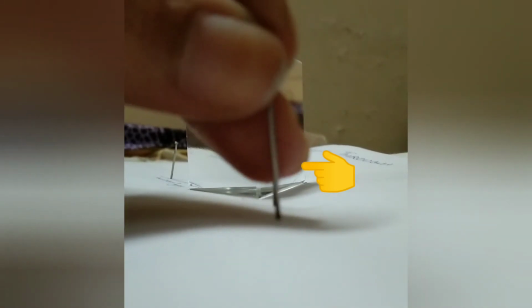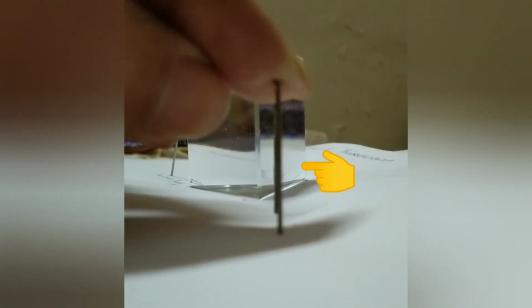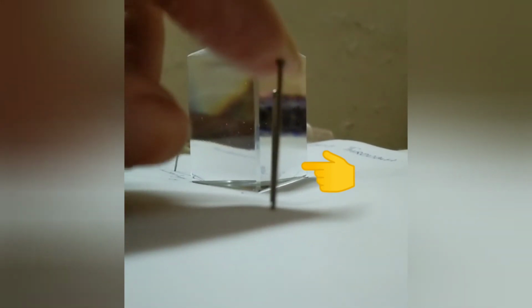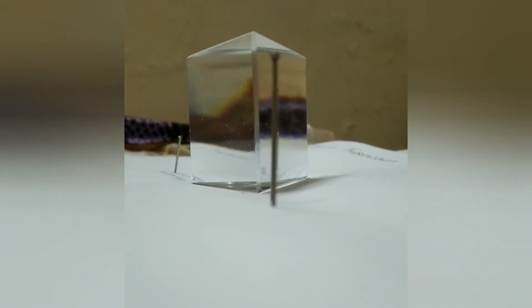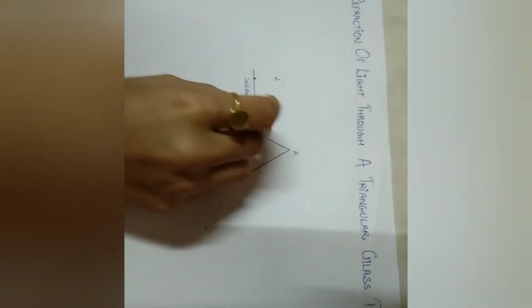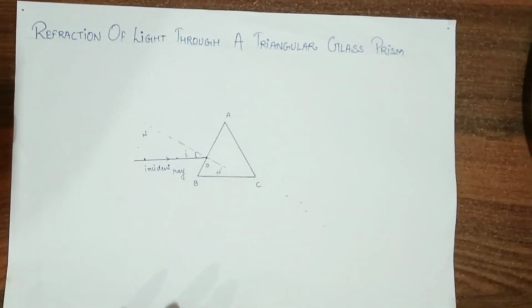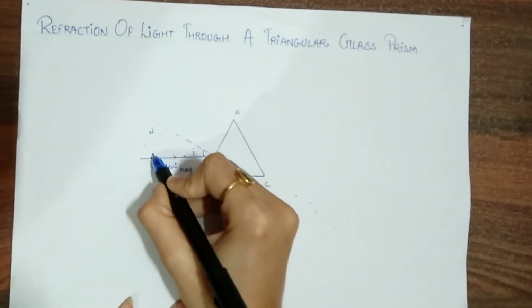We have to take care while doing the activity that the position of the awl pin must be straight. Now one more awl pin, and now we can see all 4 pins are appearing in the same straight line. Now we will remove all 4 pins as well as the glass prism carefully. First we will mark the position of all pins.